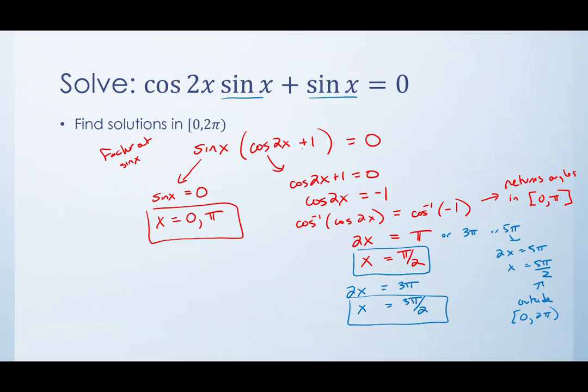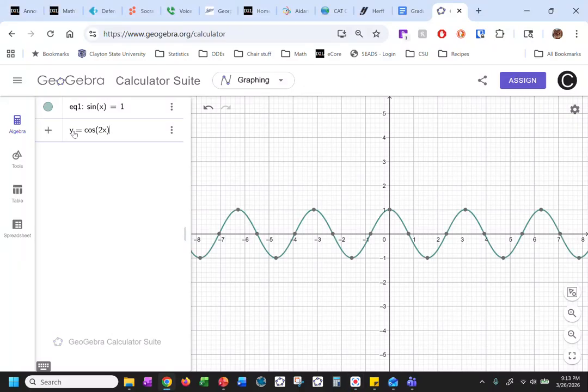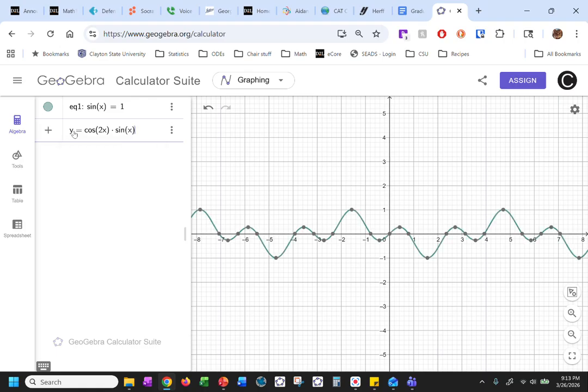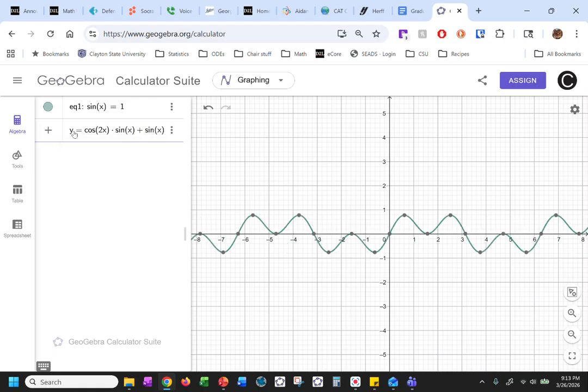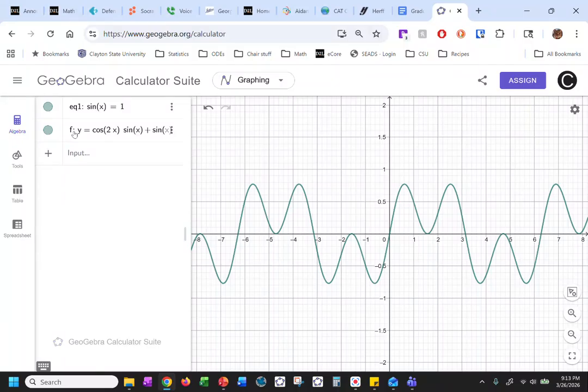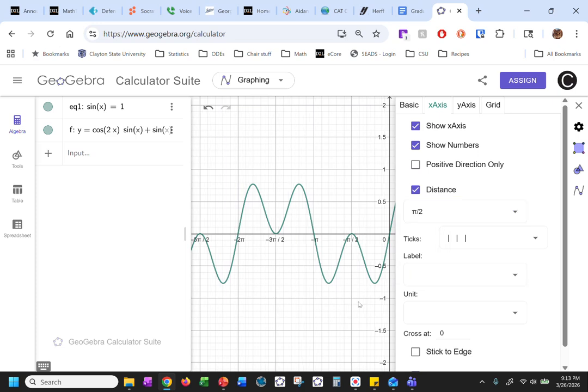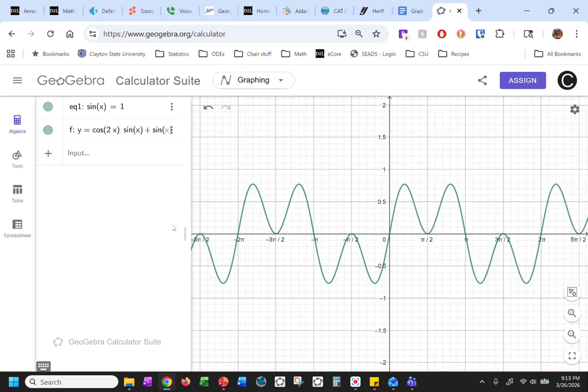Why don't I do that? Because we've only taken 3 minutes for this one. I'm going to pause it. All right, so I'm just going to enter the whole left-hand side. I'm going to say y equals cosine 2x times sine of x plus sine of x. That's kind of interesting. We're really looking for where the x-intercepts are on that interval 0 to 2 pi. This way we can tell what they are.